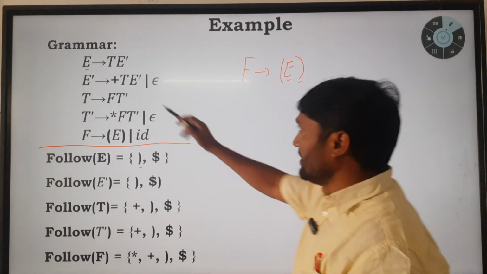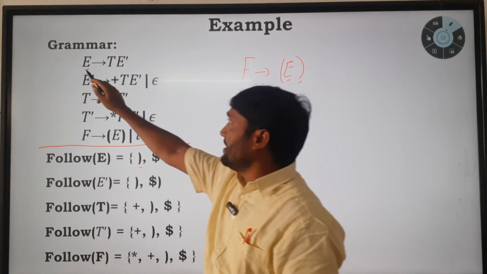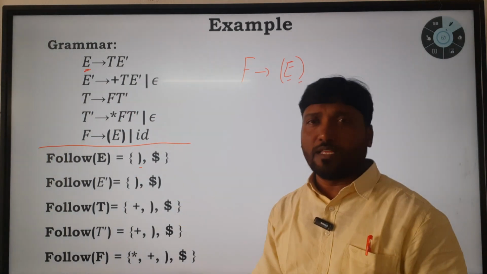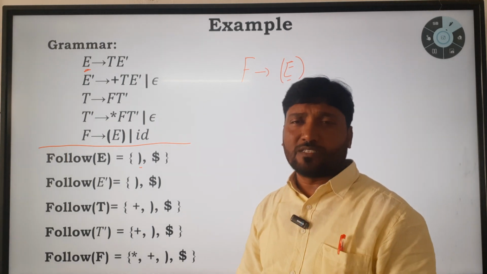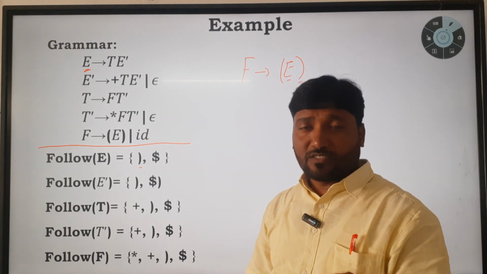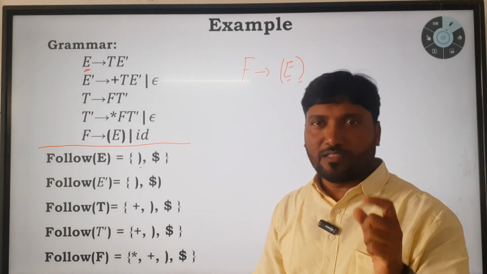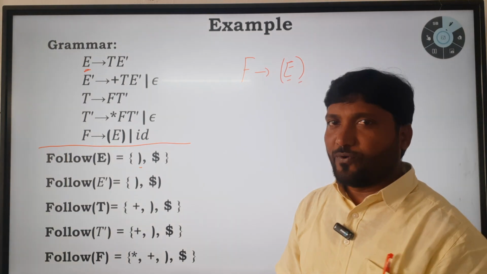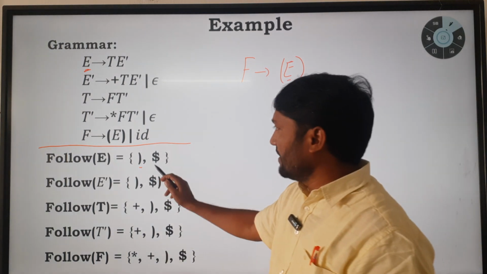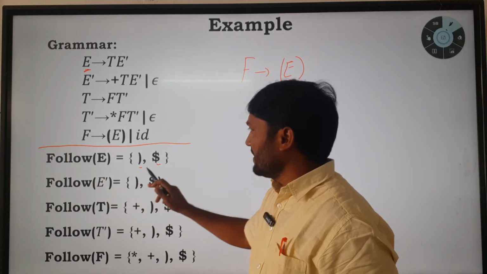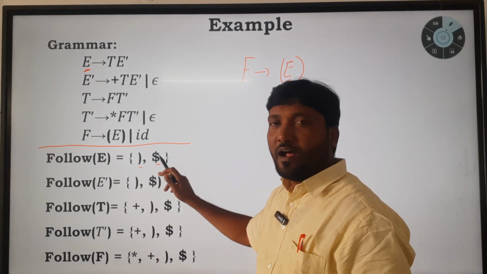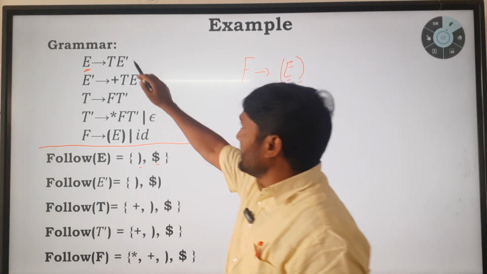Our next point is that E is the starting symbol in the given context free grammar. That's why, as per the first rule of the follow function, if it is a starting symbol, we must add the dollar in the follow of that starting symbol. That's why we are going to add the dollar here. That means follow of E equals close bracket and dollar, and E is over.